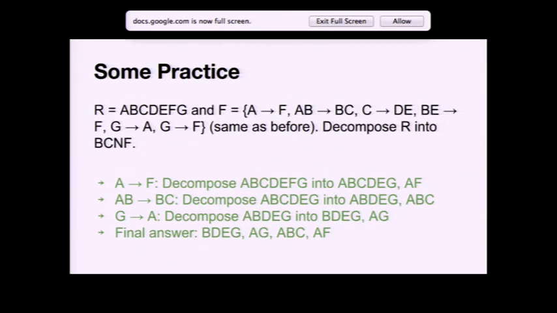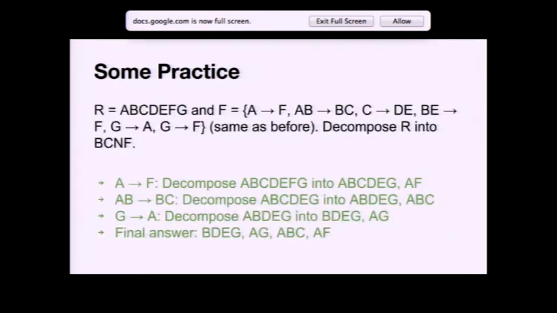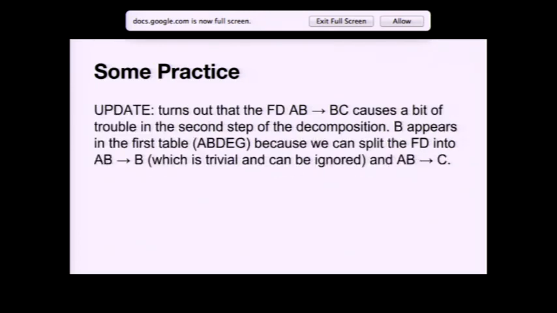One thing I glossed over really quickly is AB determines BC. This caused a bit of trouble in the last review session. It's a little bit problematic because ABCDEG has to split into ABDEG and ABC. And B appears in the first table because we actually deal with this FD in a kind of strange way. We split it into AB determines B and AB determines C. This is true by decomposition. AB determines B is trivial, so we just ignore that. And then we're left with AB determines C. So that's the one that we actually use to perform the decomposition.